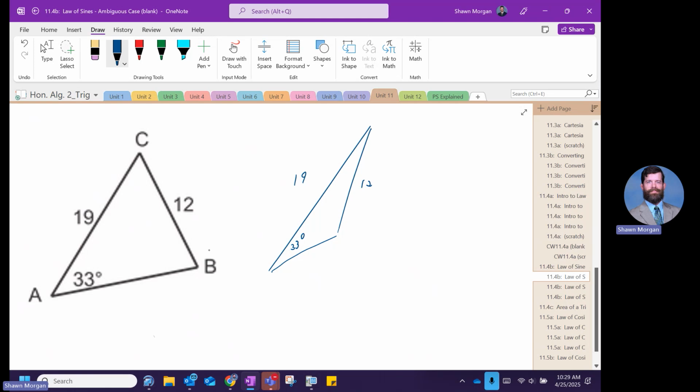I took that 12 and I swung it back like a pendulum and I lined it up over here. So it could have been an acute triangle, or it could have been an obtuse triangle. We don't know until we dive in and we run some numbers. So the notion of the ambiguous case is there's maybe a couple of possible triangles.